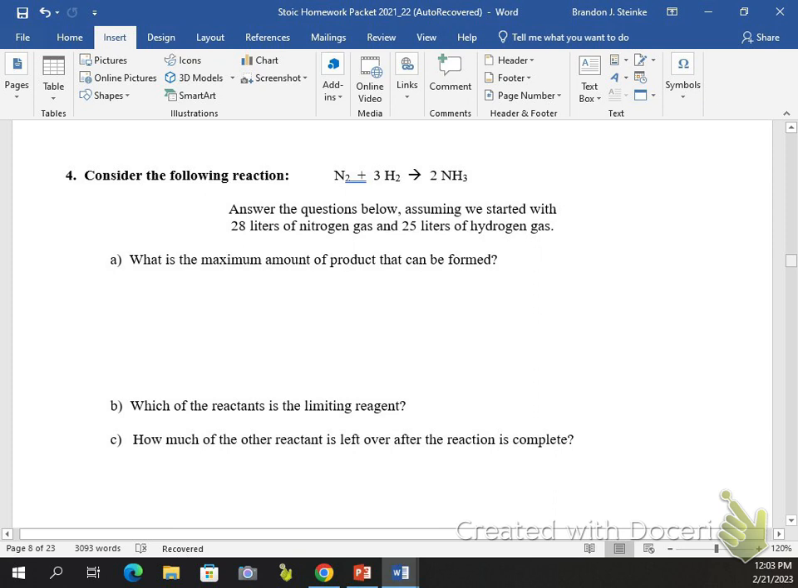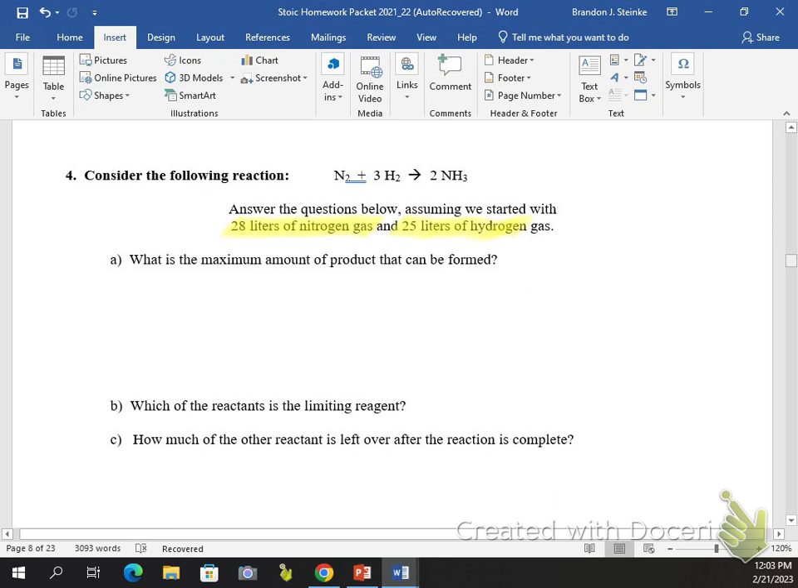So answer the question below, assuming we start with 28 liters of nitrogen and 25 liters of hydrogen gas. I don't even break it down into A, B, C, and D. I just say, what's your limiting reactant? So what should you be looking at? Number 1, I give you both. What are both of those? Types of what? Measurements. They're measurements, but where do they come from? They're both reactants, right?